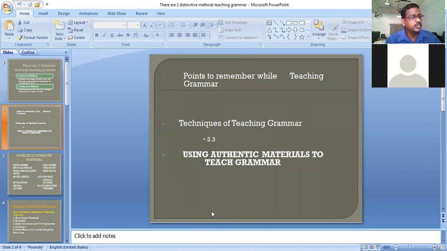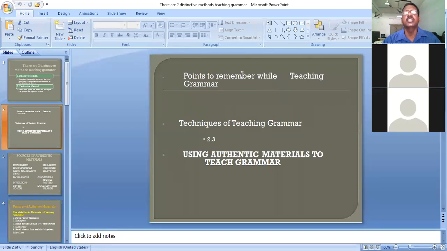See, the aim of teaching grammar is to give guidelines on how English sentences are constructed. Can you hear, all of you? Can you listen? Yes, sir. Okay, then. Some aims are there.